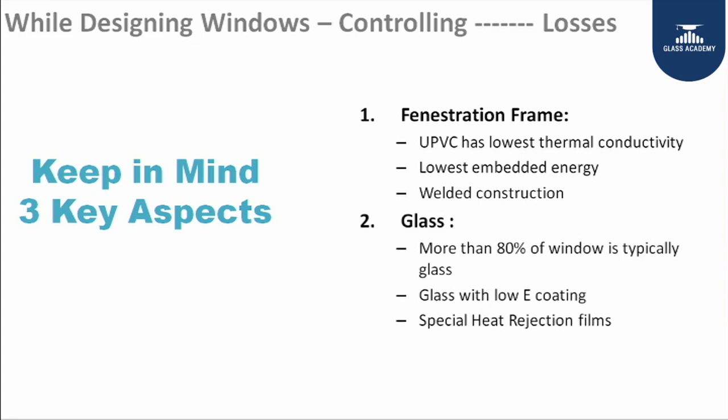The second most important part in a window is the glass. As more than 80% of the window is glass, choosing the right glass or the right glass configuration is the most important thing in controlling the energy losses.